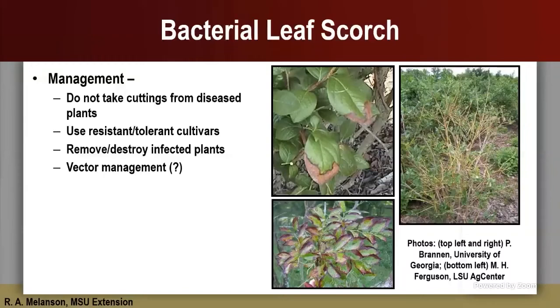And then vector management of the sharpshooters, the xylem feeding insects that transmit this disease, this pathogen, may be useful at reducing disease spread. This has been more widely studied in some other crops such as grapes. It's still a factor that is unknown, but it is something that may be effective. We just don't have the current research to say for sure how effective it may be at reducing spread.